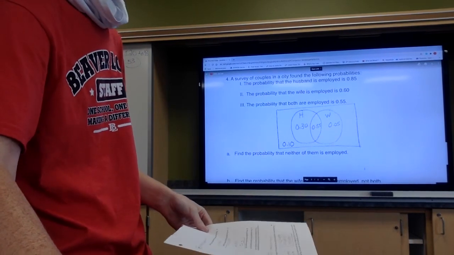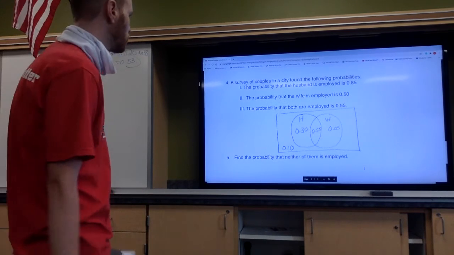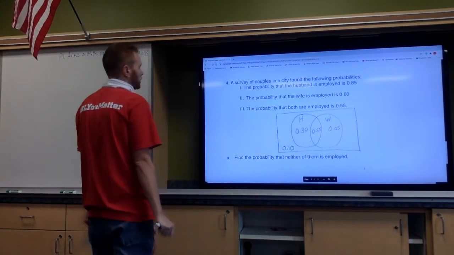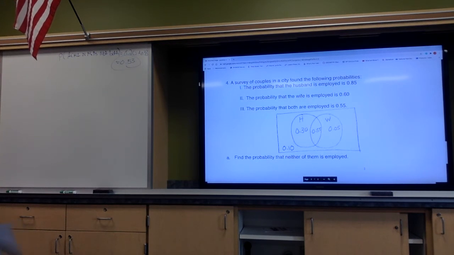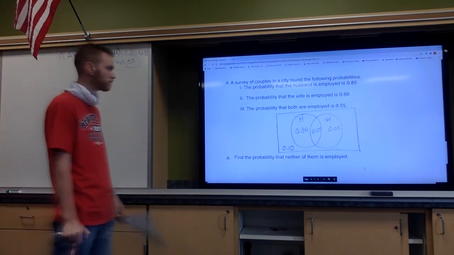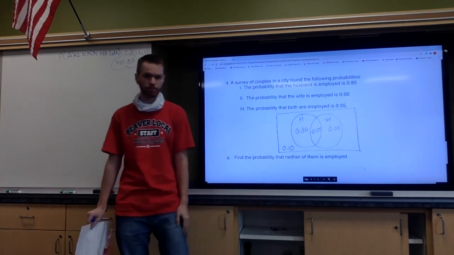Now this one copied well. The top one I have to maybe redo someday. A survey of couples in a city is found with the following probabilities. The probability that the husband's employed is 85%. The probability that the wife is employed is 60%. The probability that they both are employed is 55%.